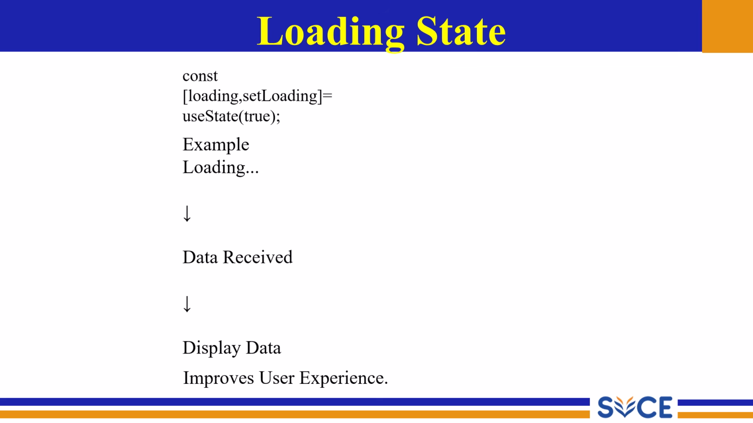In React, we usually create a loading state using the useState function. This means the application is still waiting for data. Once the server responds, it updates it. The flow represents: application starts, loading equals true, fetching data, data received, loading equals false, displays the data.